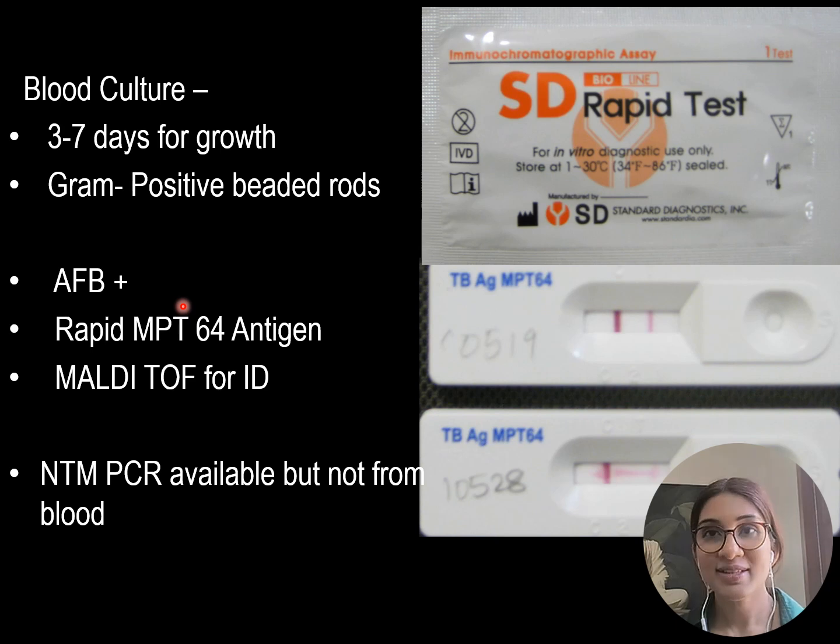bacilli. And with this, a rapid test, MPT64, can be done, which can help us in identifying the NTM bacteria. In today's era, of course, with the positive blood culture, we can also perform MALDI-TOF for the correct ID. Now, there is also NTM PCR which is available, but that cannot be done from the blood specimens. So hence we have to rely on the AFB positive stain, the rapid MPT64 antigen, the MALDI-TOF, and subsequently it needs to be sent for proper ID as well as drug susceptibility testing, which needs to be done through the broth microdilution method.